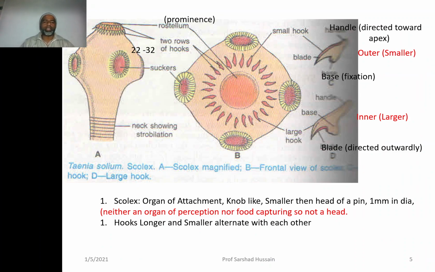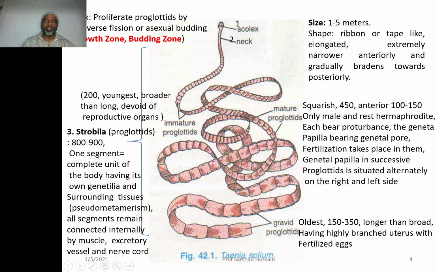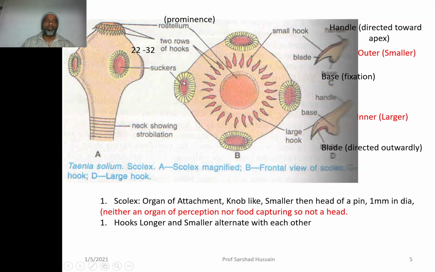So this is the scolex that we have to discuss. I have already told you that the scolex is the organ of attachment. For the sake of attachment, it has four suckers. You can see over here, and then you have two rows of hooks present on a raised portion called the rostrum. These hooks are of two types: the small hooks and the large hooks.